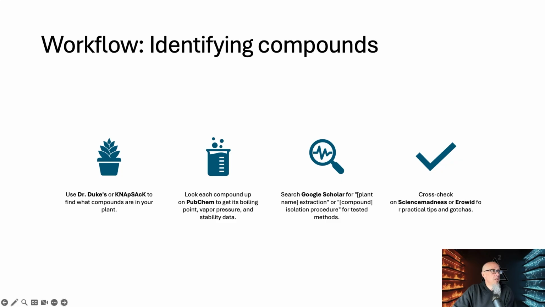So here is the workflow to identify just general compounds and just the other things that we're trying to find. All right. So Dr. Dupes or NAPSAcK, each component can be looked up on PubChem and then Google Scholar, Science Madness, etc., etc.